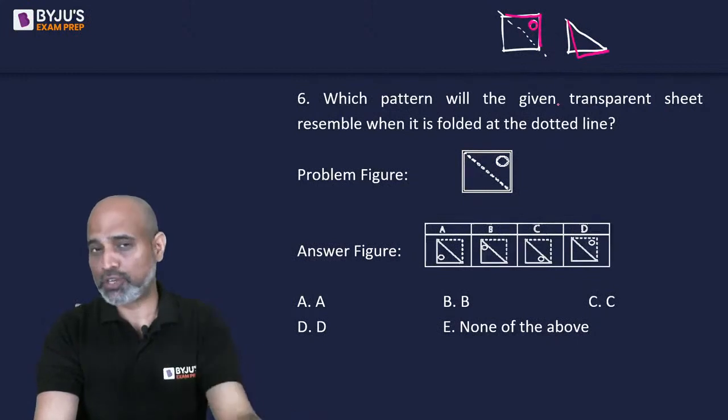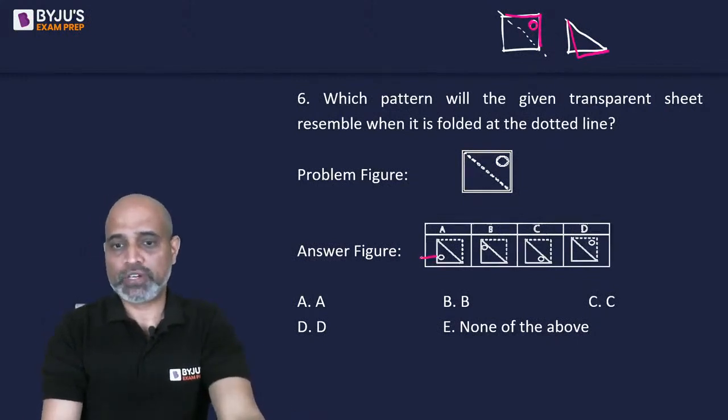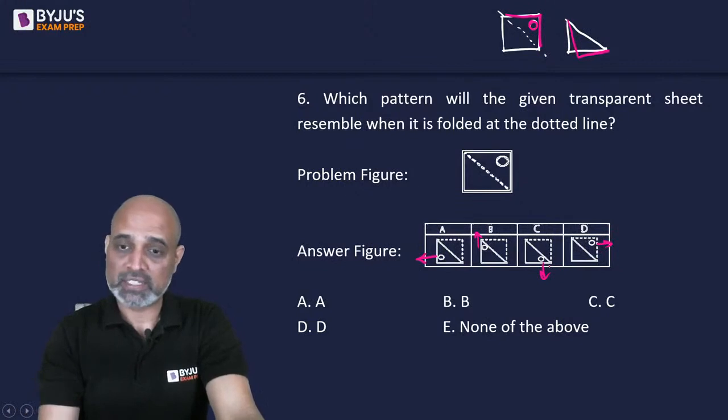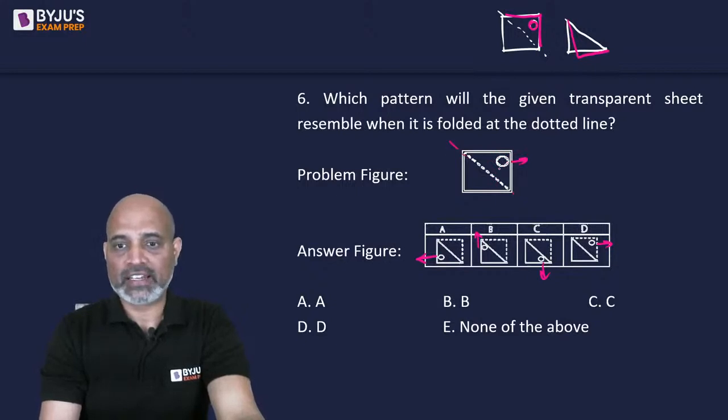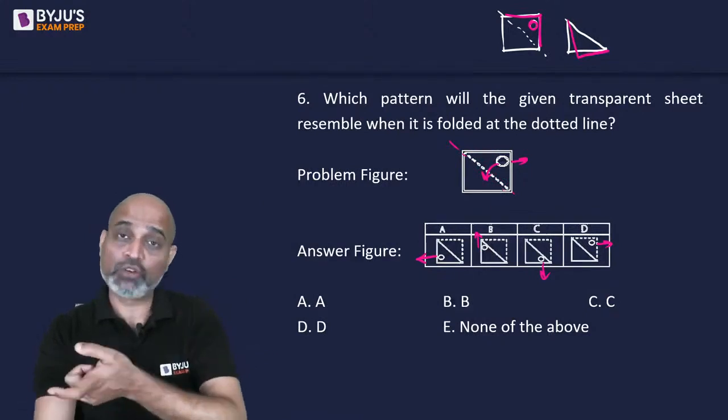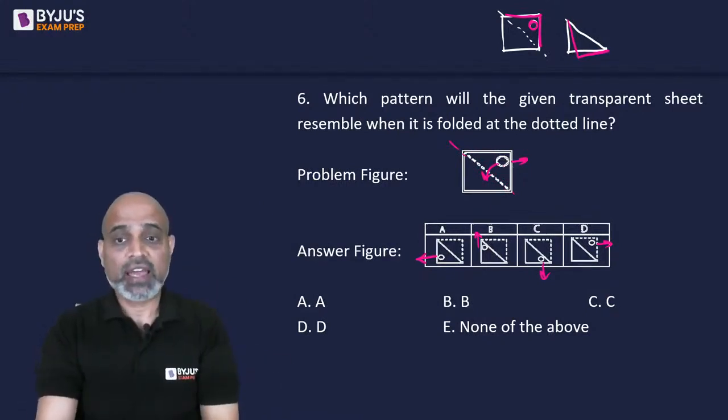So where should it lie? Should it lie towards the west? Should it lie towards the north? Should it lie towards the south? Or should it stay there? Which out of these four options makes sense? So since it is towards the east side, when you fold it diagonally, the folding line will act as a mirror. And this is going to be where?